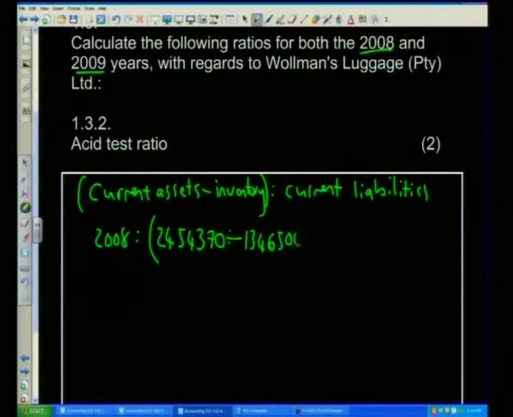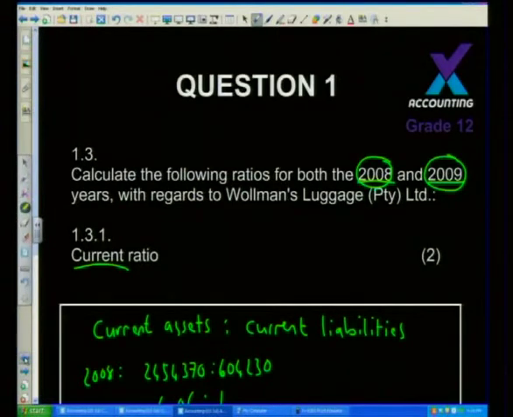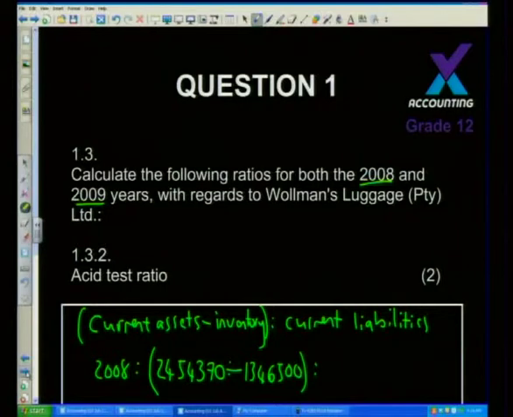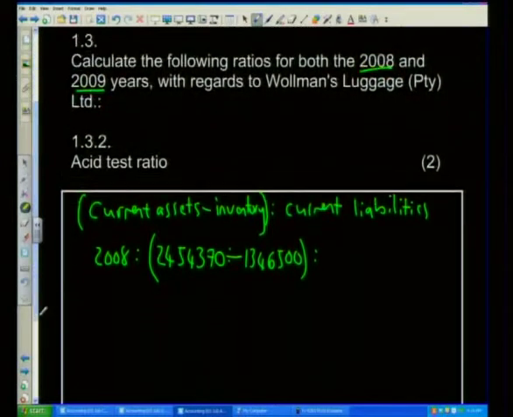The rest of the ratio is going to be exactly the same because we're going to put it to our current liabilities, which we actually had in the previous question. For 2008, here it was, 604,230. So I'll take that number and put it here. 604,230.